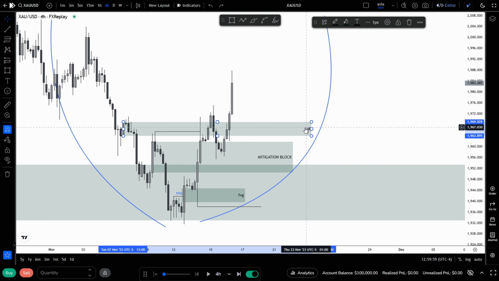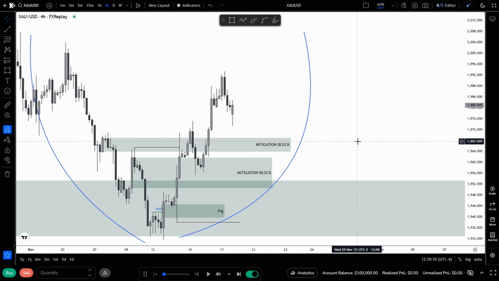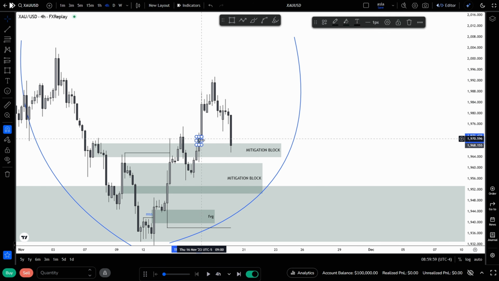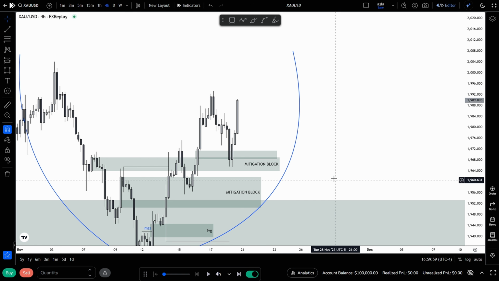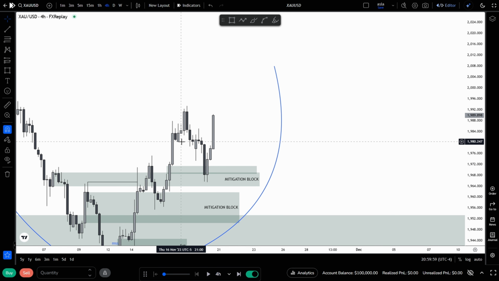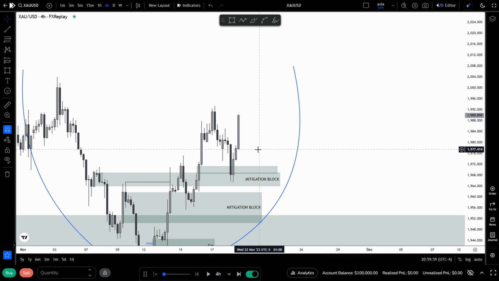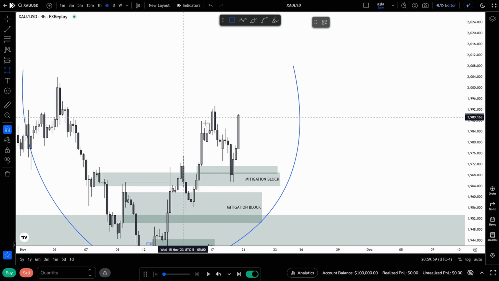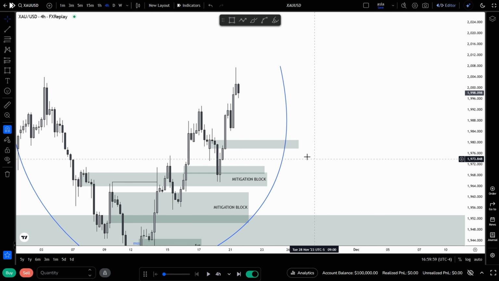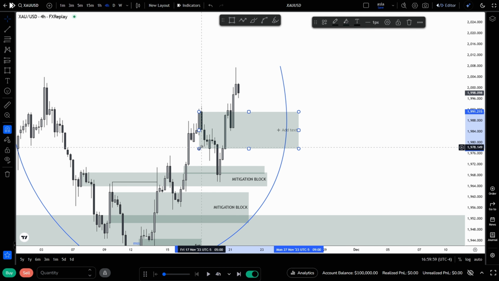Now at this point, my next point of interest becomes this mitigation block right here. At the same time, we also have a fair value gap sitting in the discount of the range, which adds additional confluence. As price continues, you can see that price reaches into the mitigation block and then once again continues moving higher. Another thing you might notice is that this area right here could also be considered another mitigation block because it follows the same structure.